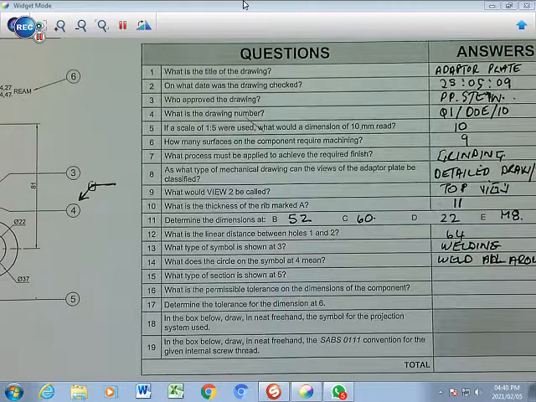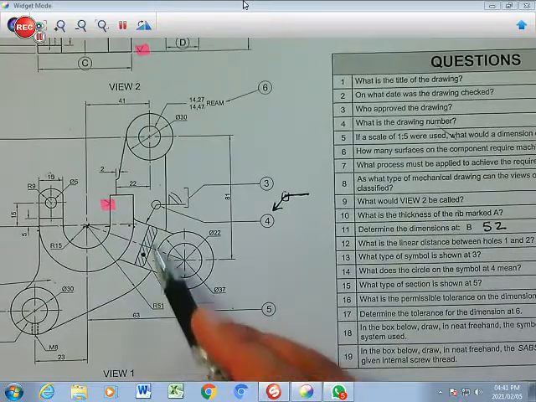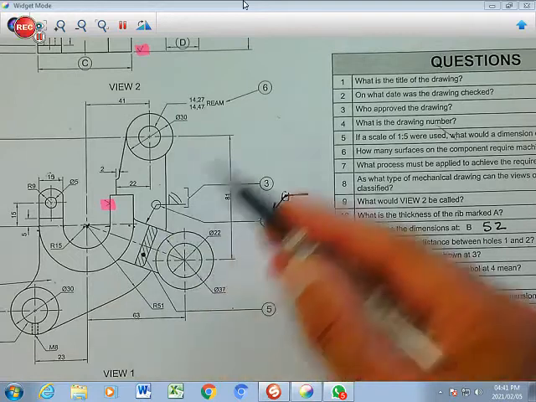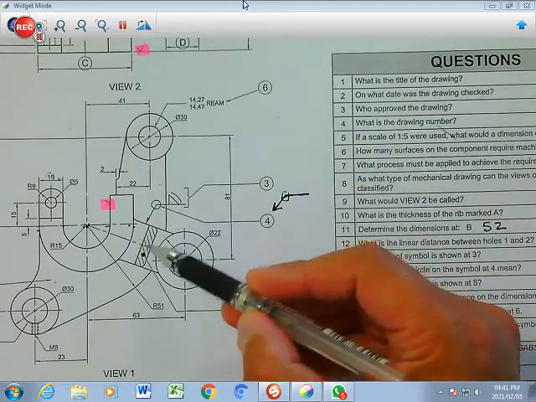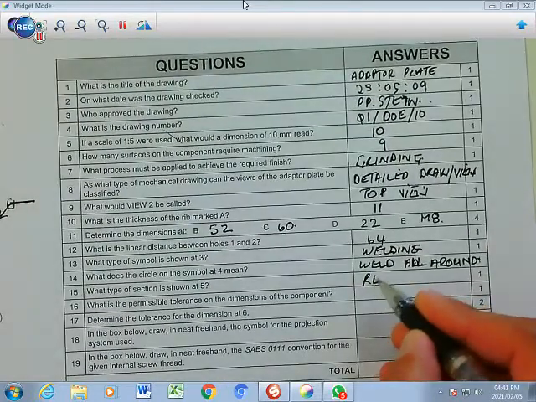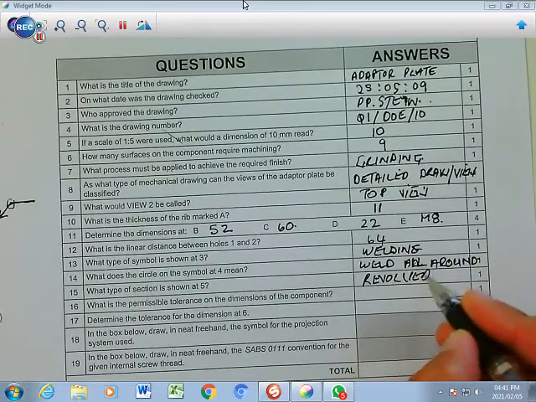Continuing with question number 15, what type of section is shown at number 5? So we go to number 5, it refers to that section. According to our notes, it's inside, it is not taken outside of the component, it's inside, so it is going to be a revolved section. So you're going to write here, revolved section.